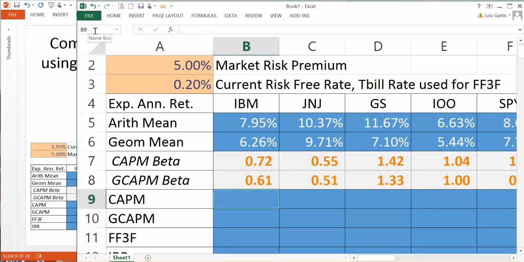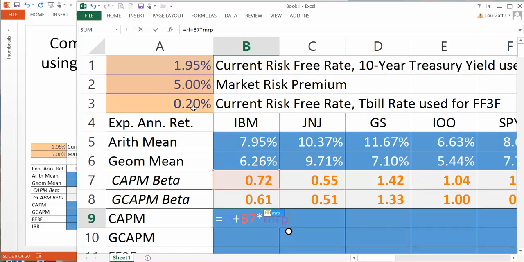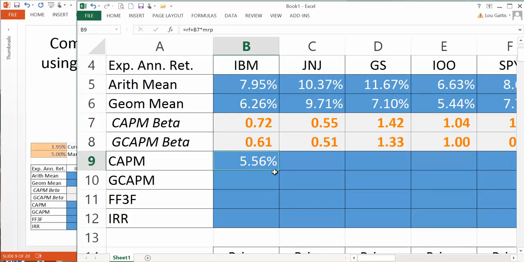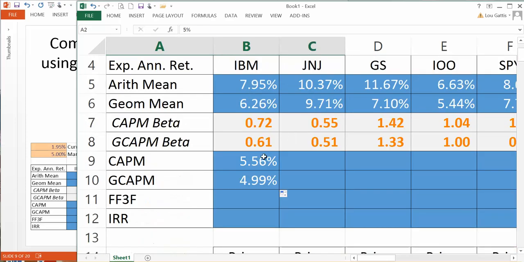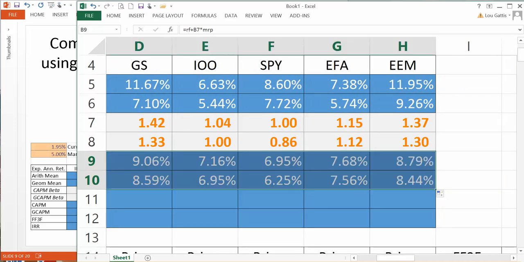So now I can do my formula. CAPM, it's going to be risk-free rate, plus my beta, 0.72, times my market risk premium. Notice how these cells have highlighted because it's now referencing these two cells. So there's my CAPM return for IBM. If I copy this down, it'll give me global CAPM because when I slide the formula down, it captures the next beta. And since we're just calling this 5% market risk premium for all equities, we can use it for both. And I can copy that across, and now I have CAPM and global CAPM returns for my assets.